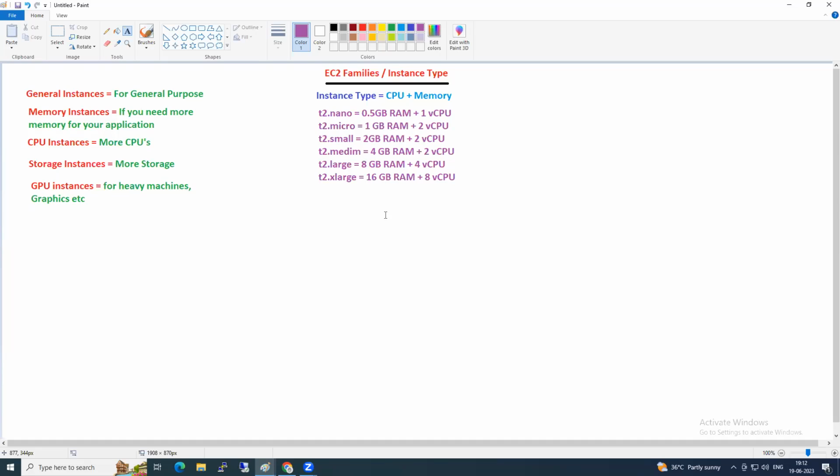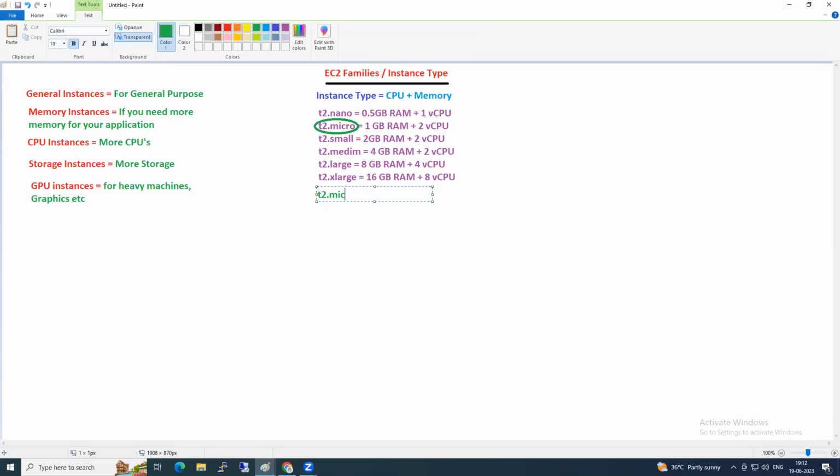But here in our course, we are under free tier. In our course, if you want your machines to be free, which one you need to use? T2 Micro you need to use. What is that? T2 Micro. T2 Micro is a free tier machine. T2 Micro is a free tier instance type.